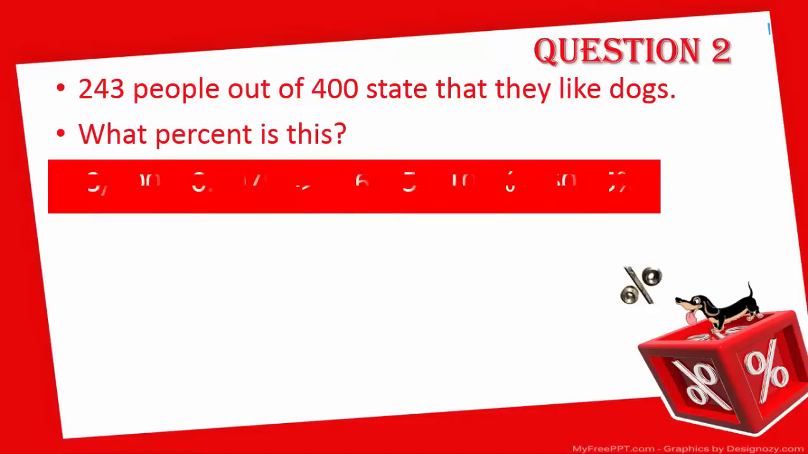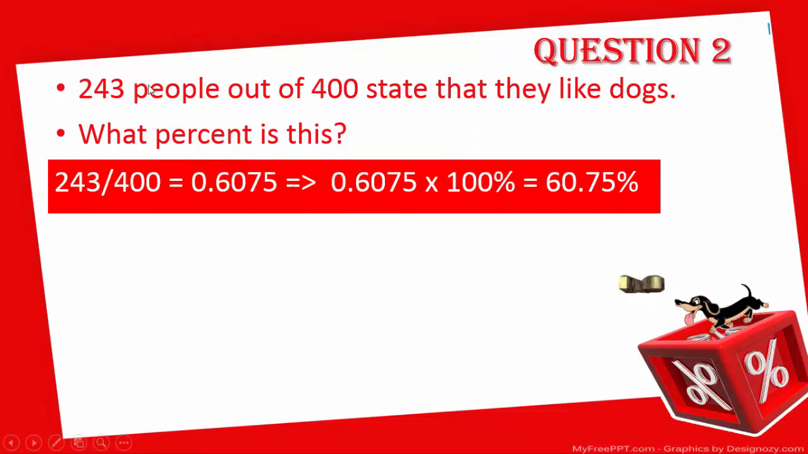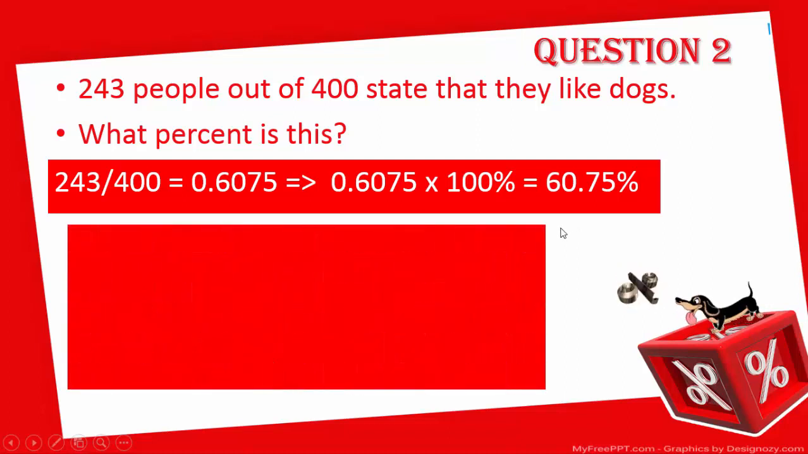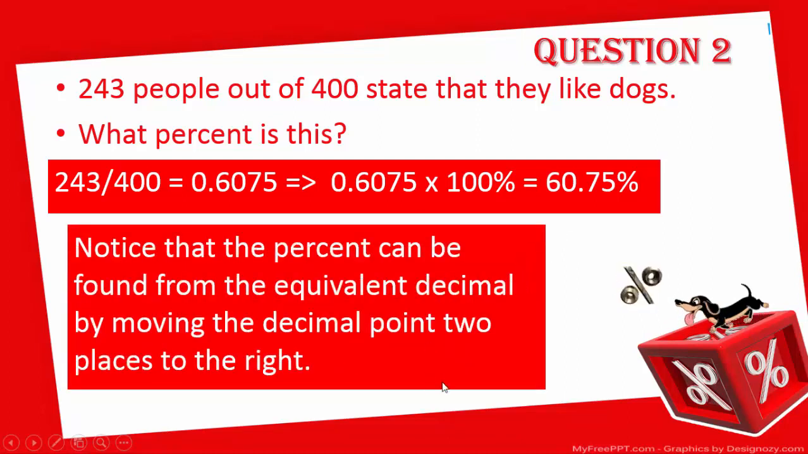So as we figured out on the whiteboard, what this means is that of the people who were polled or interviewed, 60.75% stated they liked dogs. And as I said on the whiteboard, you may have noticed that percent can be found in two different ways: this way by multiplying the decimal by a percent, and the other way by moving the decimal point and placing the percent sign to the right of it.